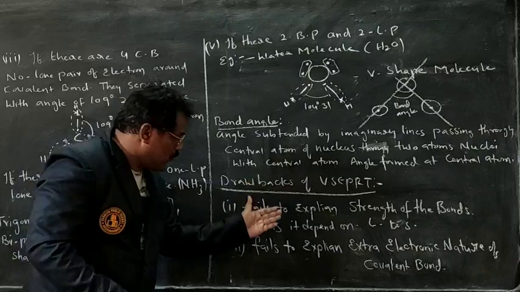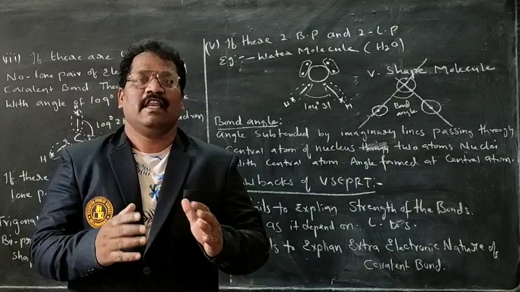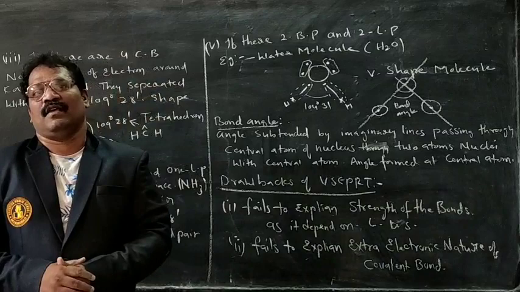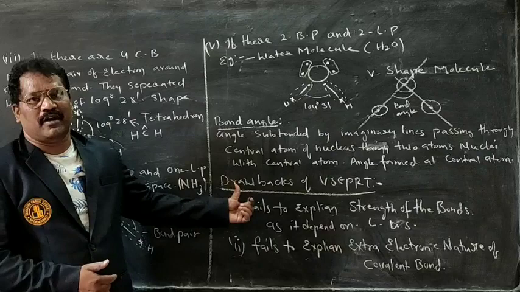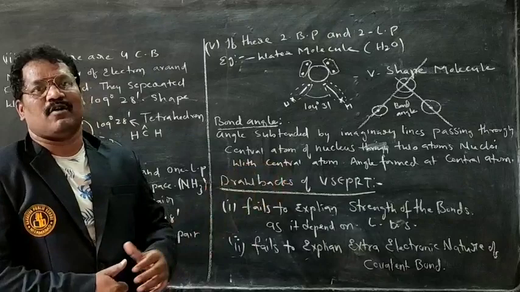So to overcome these two drawbacks, one more theory came into existence. The theory is called valence bond theory, which is proposed by Pauling. Tomorrow we'll discuss about the particular valence bond theory. By this, we have completed our concept called valence shell electron pair repulsion theory.